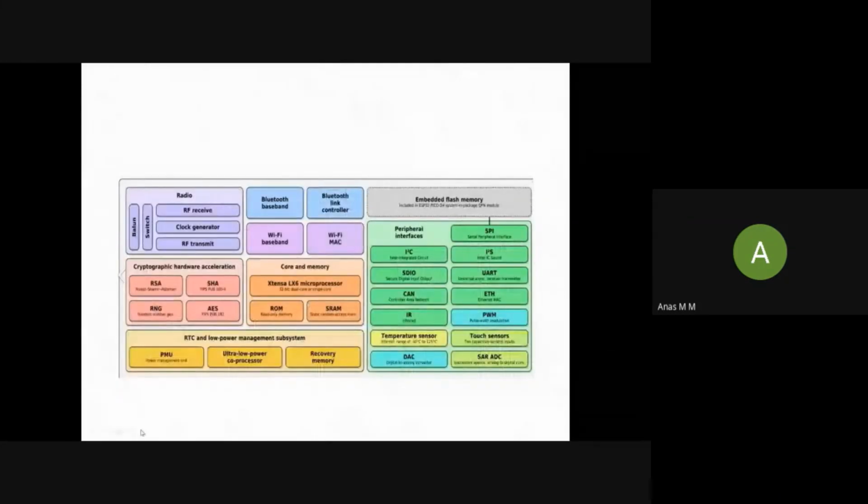So can anyone say what this architecture is? In this architecture we have I2C, CAN, UART, Ethernet, SPI, PWM, IR, temperature sensor, analog to digital converter, touch sensor, memory, Wi-Fi, MAC, radio. So everything is available in this system. This is an SoC, and this SoC we commonly use in our hobby projects. This is the device, ESP32.